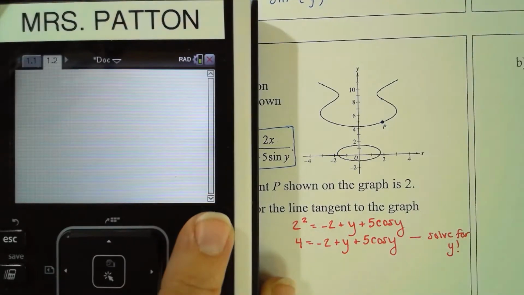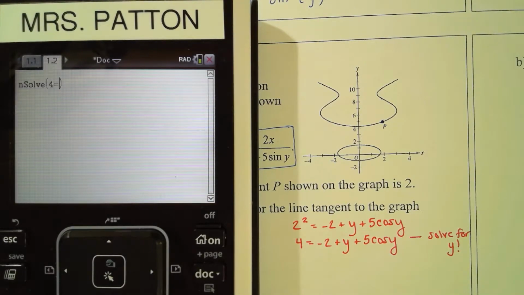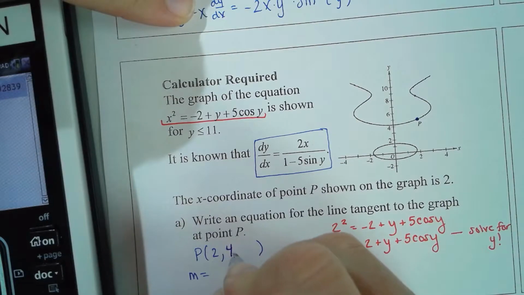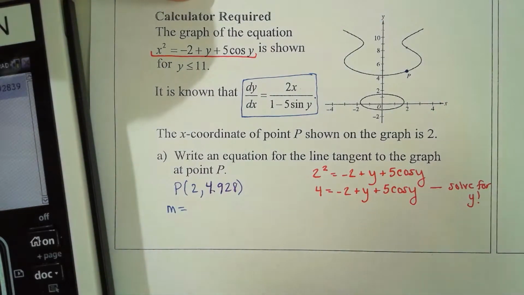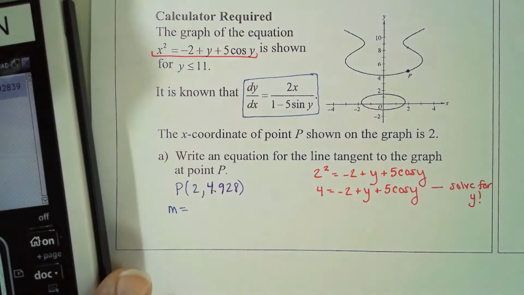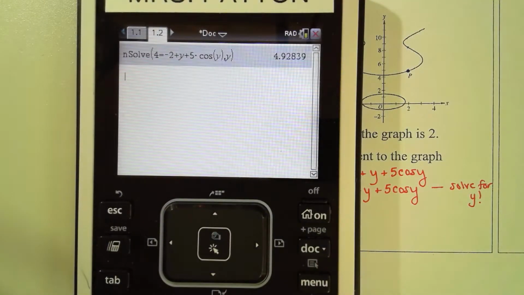So I'm just going to grab my calculator and hit menu, 3, 1, and type in 4 equals negative 2 plus y plus 5 cosine of y, comma, y. And there's my y-coordinate, 4.928. Now, that's a rounded value, so we'll be very careful with that. And when we go use it for the slope, I'm going to use the exact value. In fact, I'm going to take care of that right now. Let's take this number and store it.